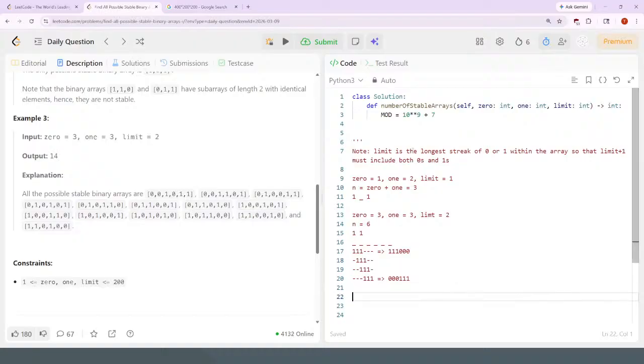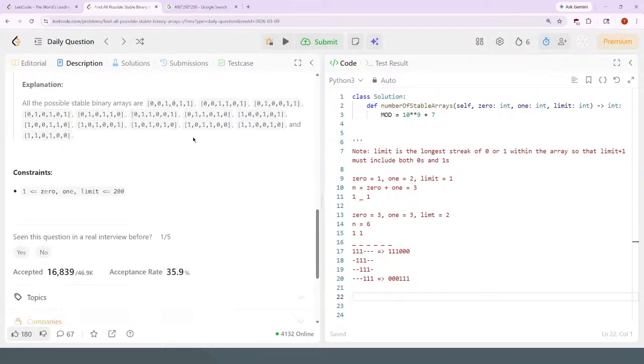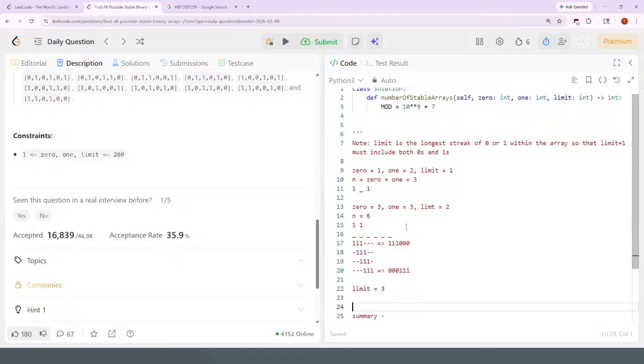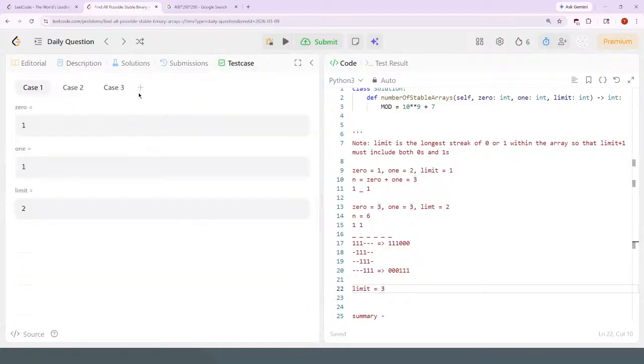So you could have a streak of 3. In that case, it's just all 20, right? 20 possible ways.